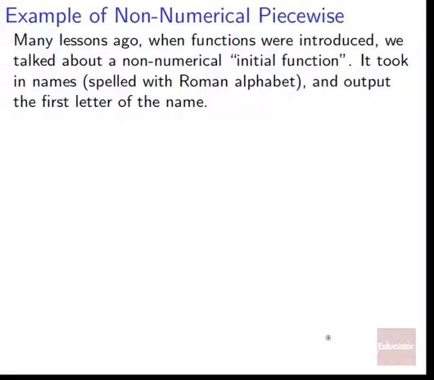So many lessons ago, when we first introduced the idea of a function, we talked about a non-numerical initial function. It took a name spelled with the Roman alphabet and output the first letter of the name. Like, for example, if we gave it the name Robert, the initial function would come along and say, hey, your first letter is R, so we put out the letter R. Done. It's just going and grabbing the first initial. That was our idea of the initial function when we first introduced it.